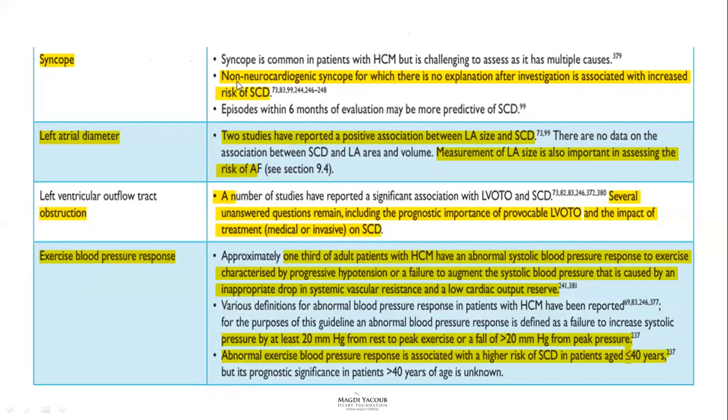The presence of unexplained syncope. Unexplained means it's not explained by the LVOT obstruction. The left atrial diameter, as we said before in the beginning of our session, and the left ventricular outflow tract obstruction. Also, the more LVOT obstruction, the more risk of sudden cardiac death. And finally, the exercise blood pressure response. I'd like to say that failure to increase by at least 20 millimeters of mercury from rest to peak is considered a high risk feature for sudden cardiac death. And a decrease of the blood pressure from the baseline is a very poor sign for this patient.